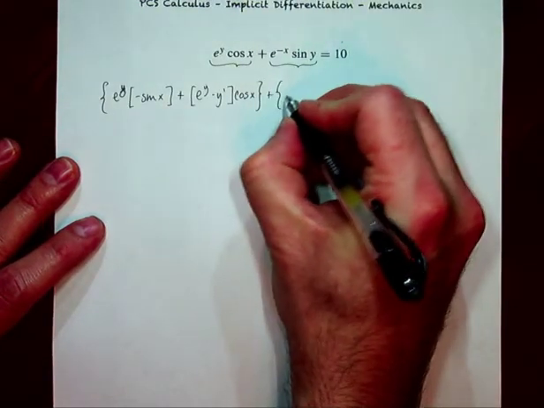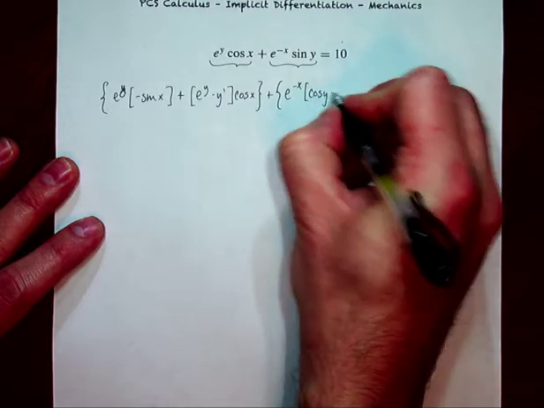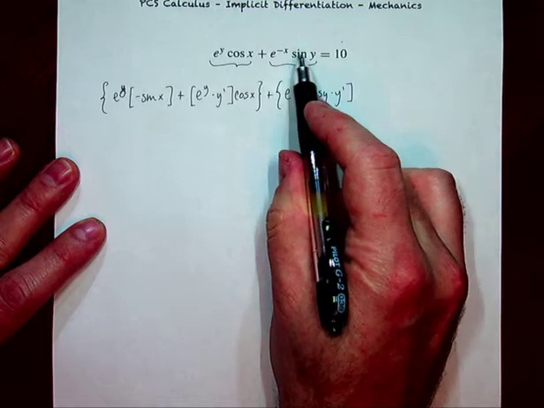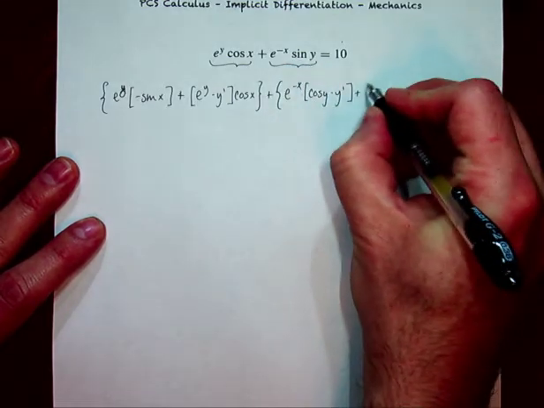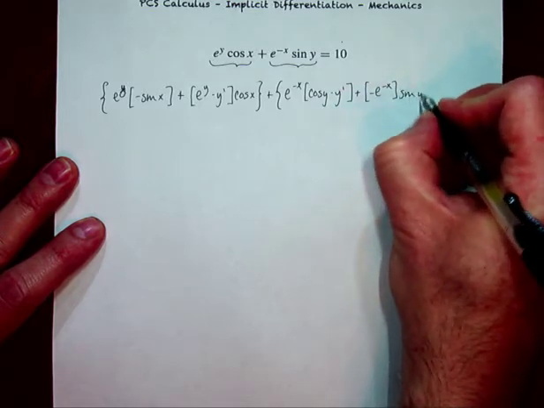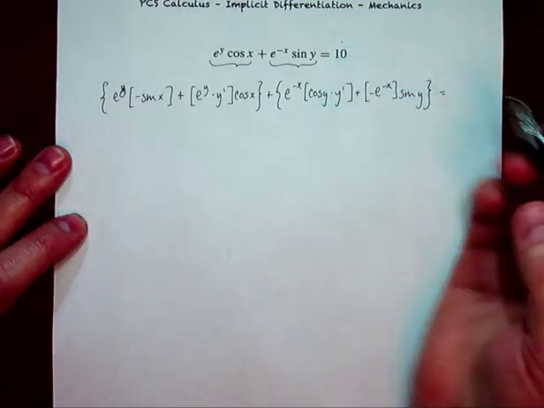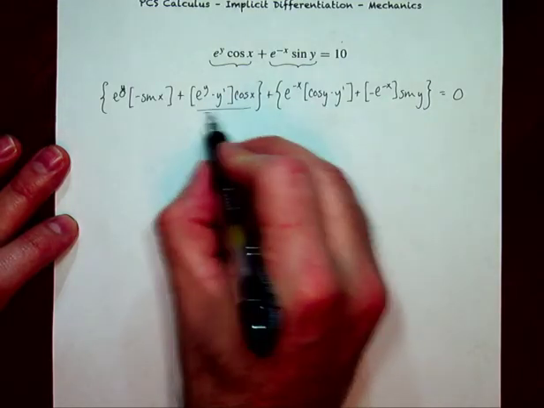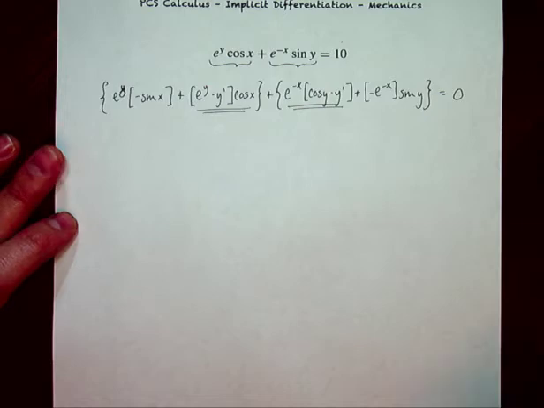Let's do the second one. E to the negative x times cosine y times y prime, right? Because that's sine of stuff, and the derivative of sine of stuff is cosine stuff times the derivative of stuff, plus negative e to the negative x times sine y. And of course, remembering that the derivative of a constant is 0. I have a y prime here. I have a y prime here. The other two need to go to the other side.